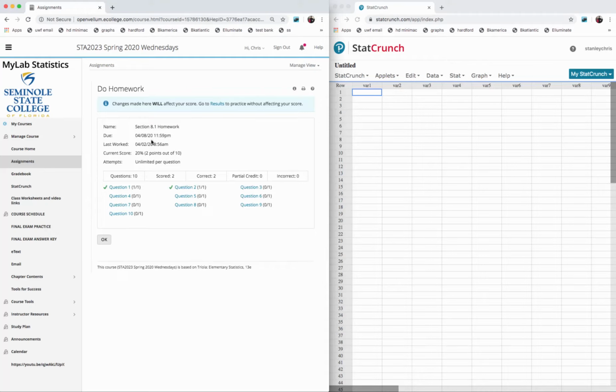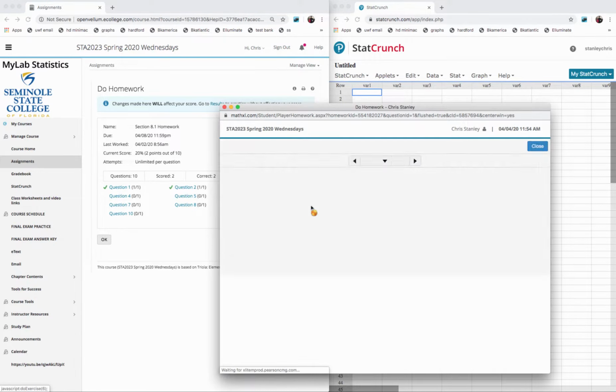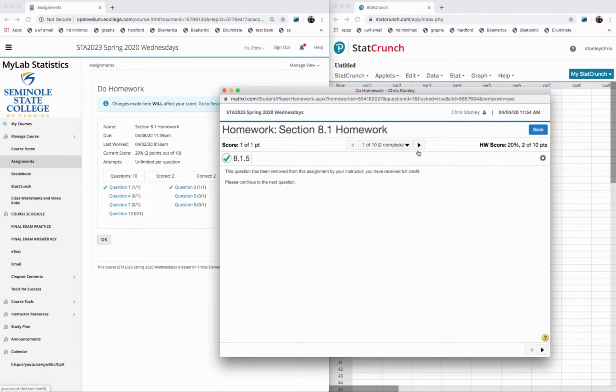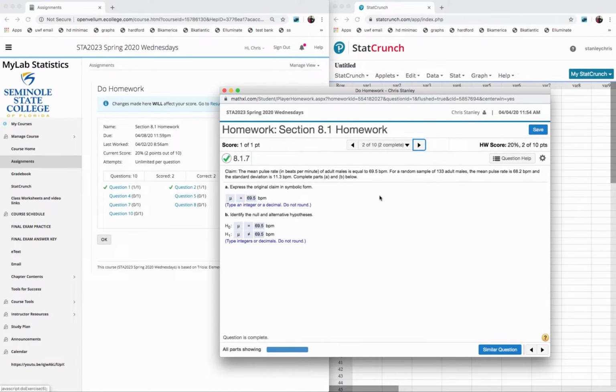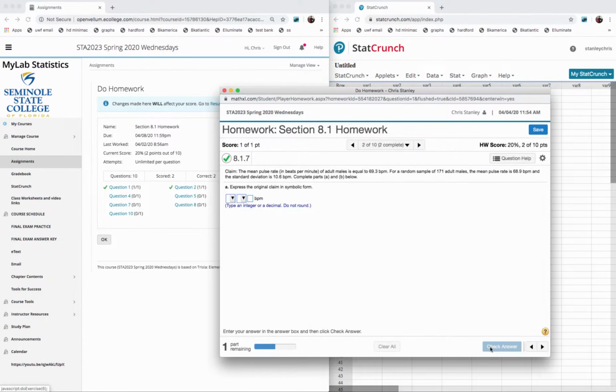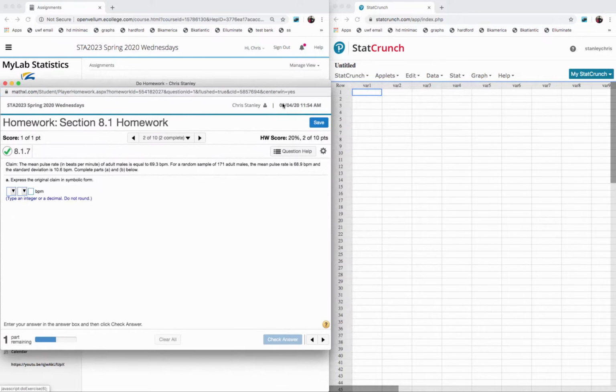Okay, let's get started with the chapter 8.1 homework. This is going to be 8.1, 8.2, and 8.3. This problem I did earlier and I removed it. Okay, so I did this problem earlier too, but we'll go ahead and do a similar problem.